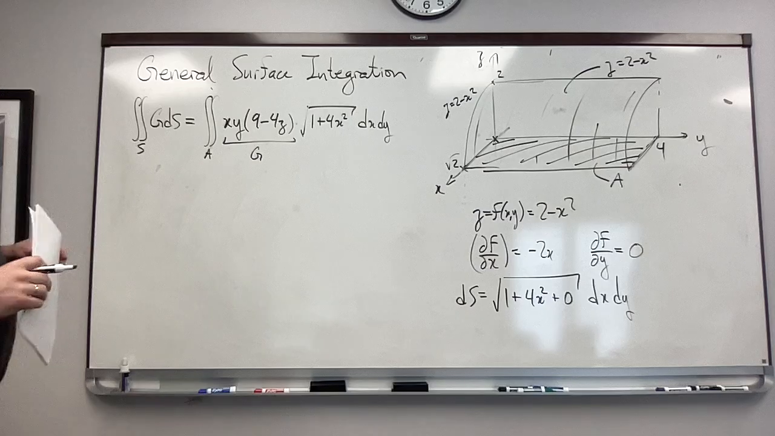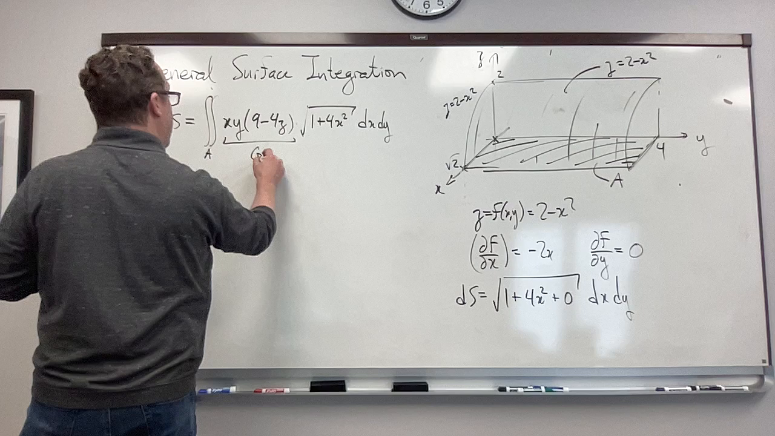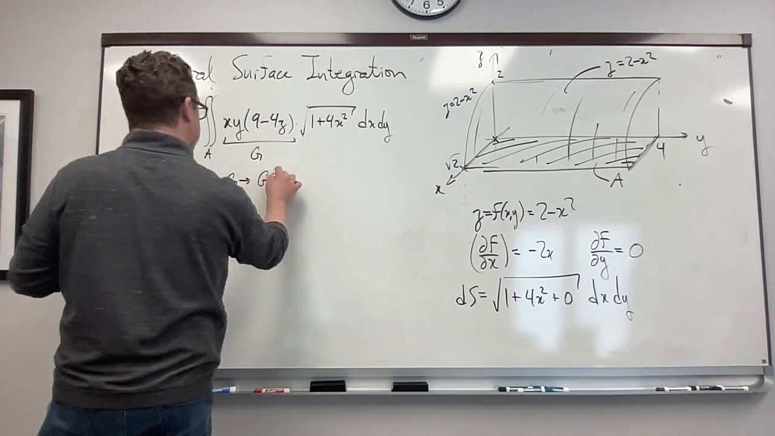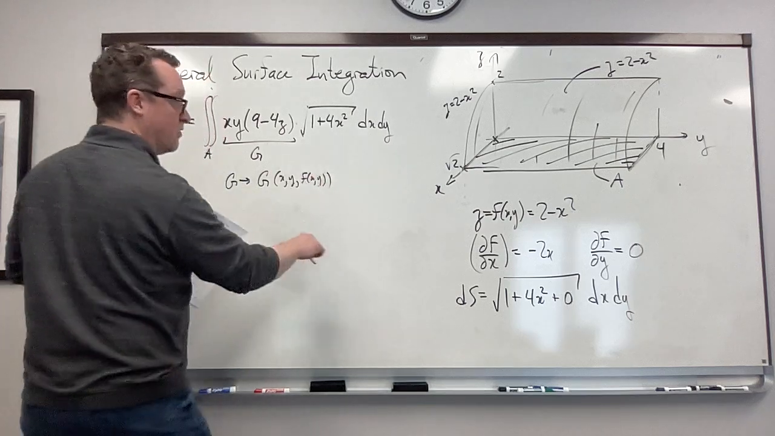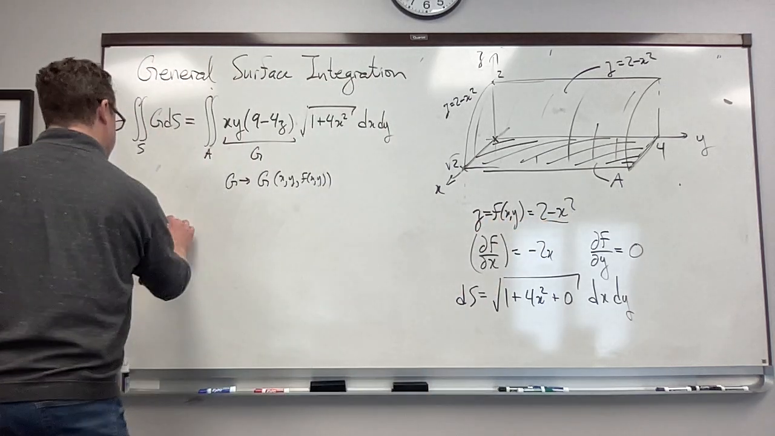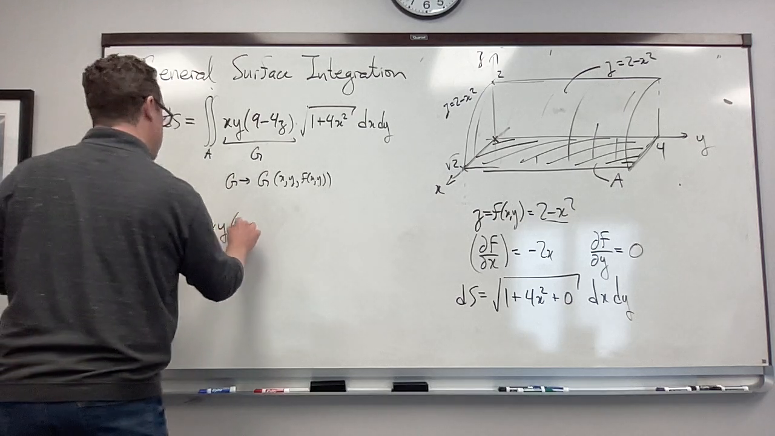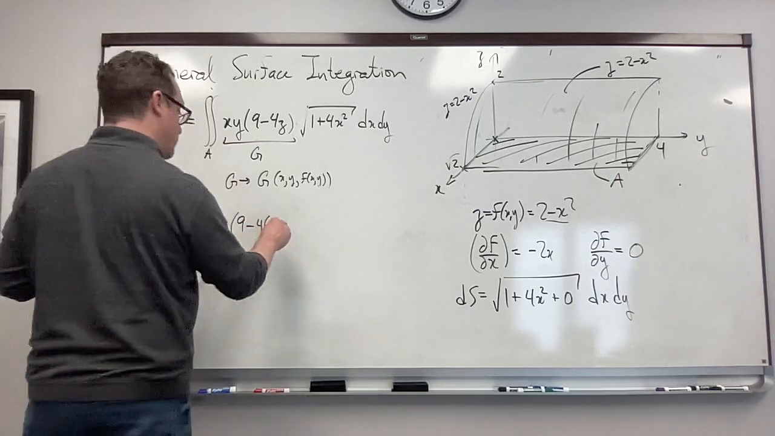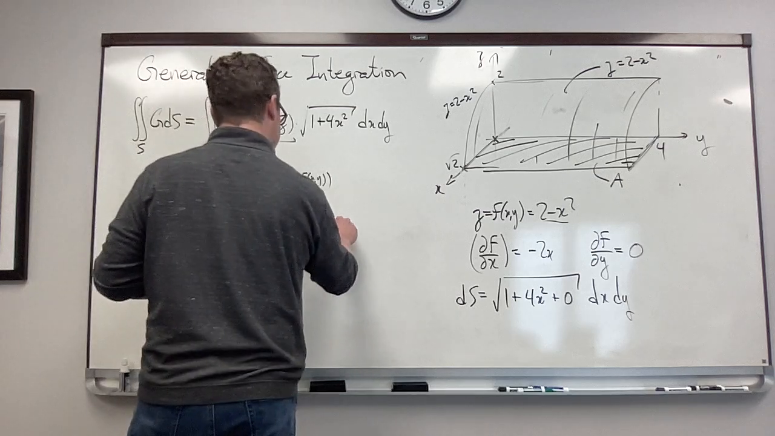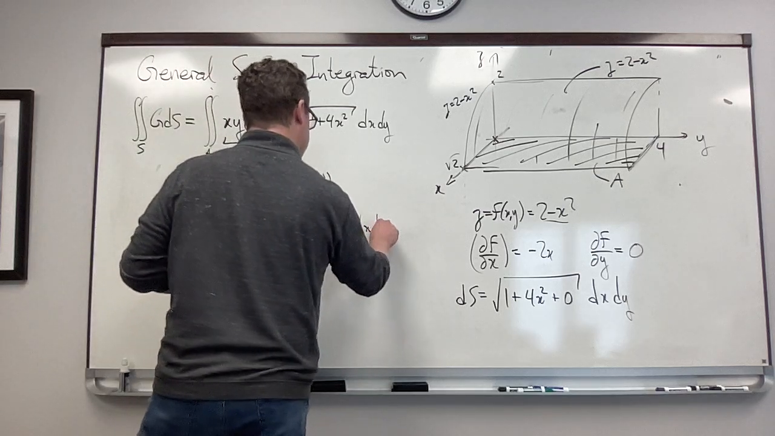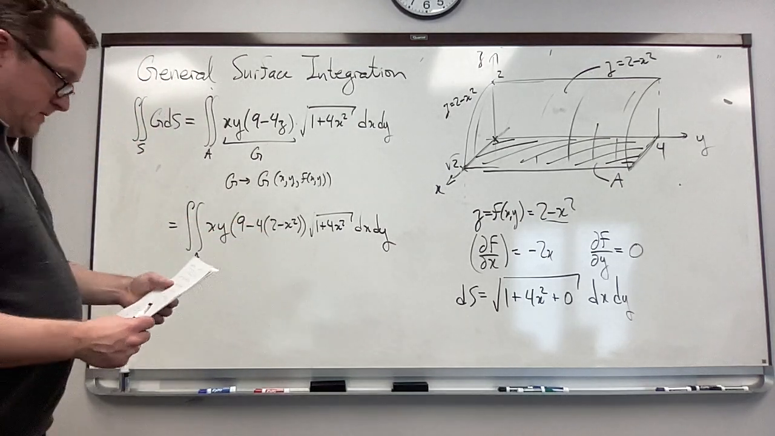Now, what's the thing I haven't done? Okay, something's wrong here, because I've got a z here. What I'm supposed to do, so this is G, is move G to a function of x, y, and then f of x, y. So I eliminate z in favor of this function. So this thing should be a function of x, y, 9 minus 4, and what's z? On the curve, z is 2 minus x squared. Then I have the square root of 1 plus 4x squared dx dy. Okay, good. When we cast our eye over this, this better be x's and y's.